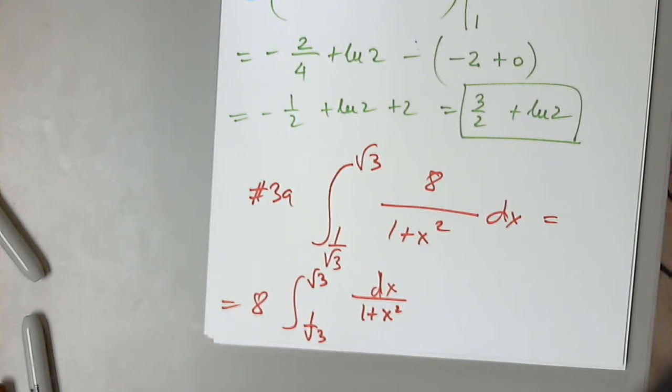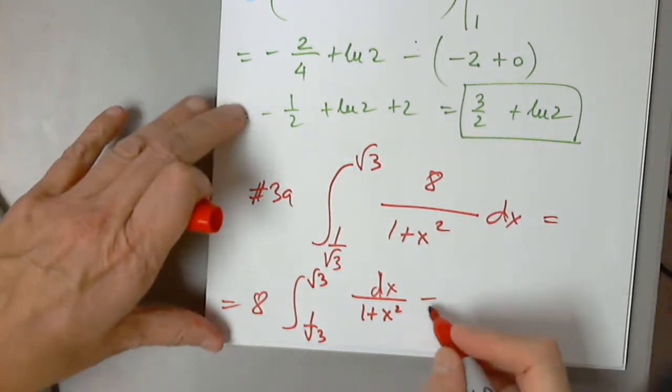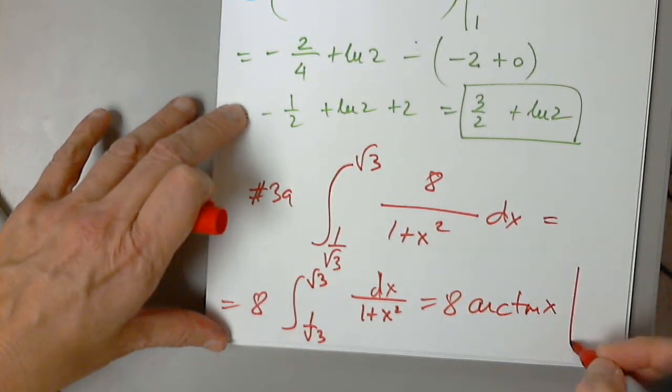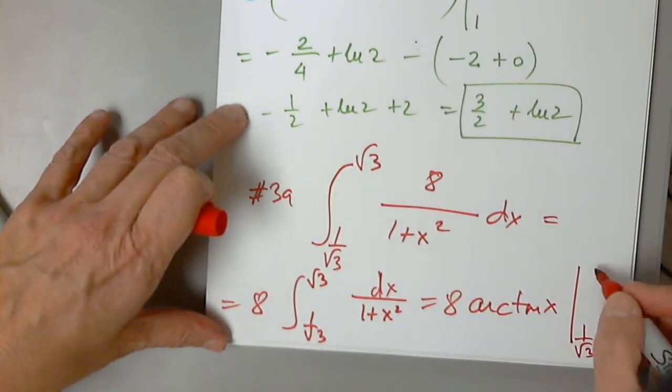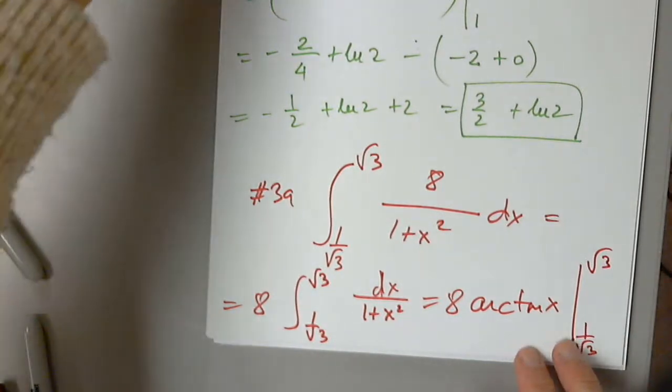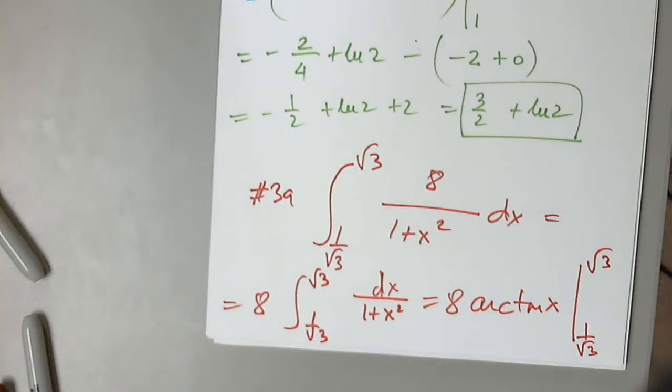I need to determine or find the function whose derivative is 1 over 1 plus x squared. Arctangent. Very good. So this is 8 arctangent x from 1 over the square root of 3 to the square root of 3. By the fundamental theorem of calculus, I forgot to ask you again. Please never forget to check that.